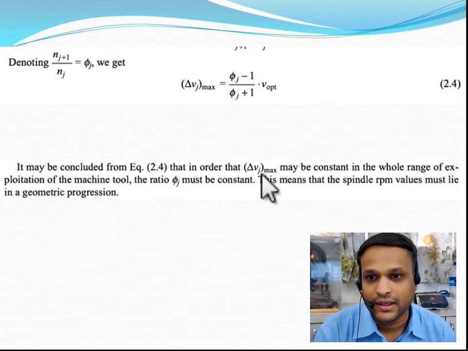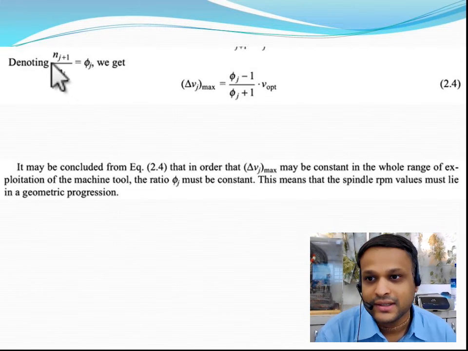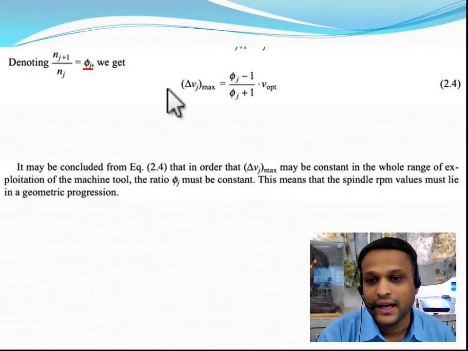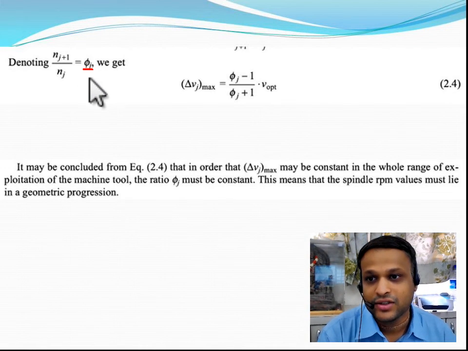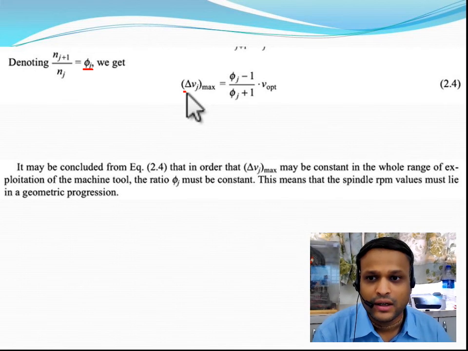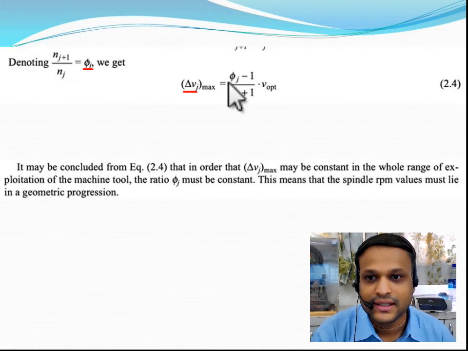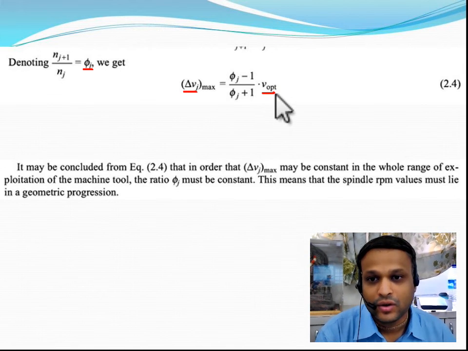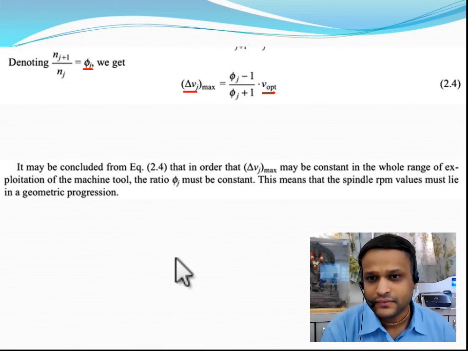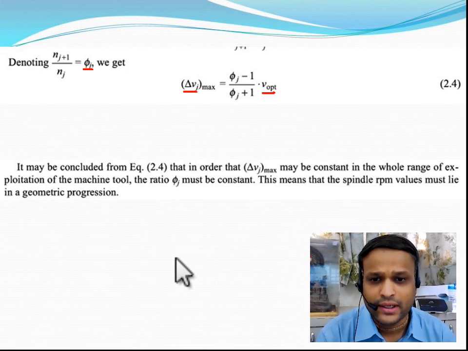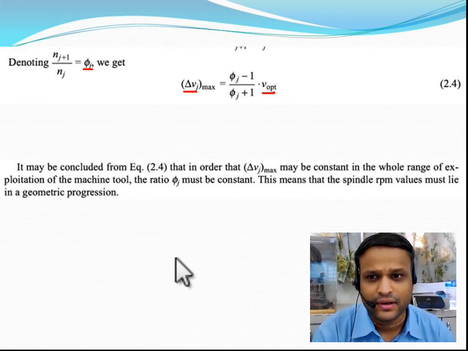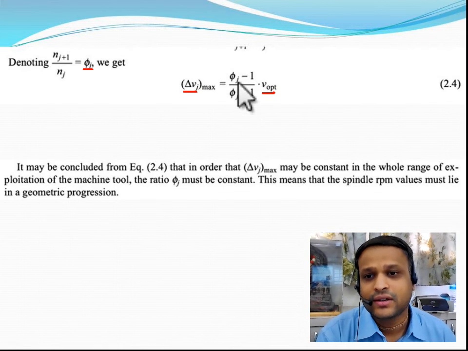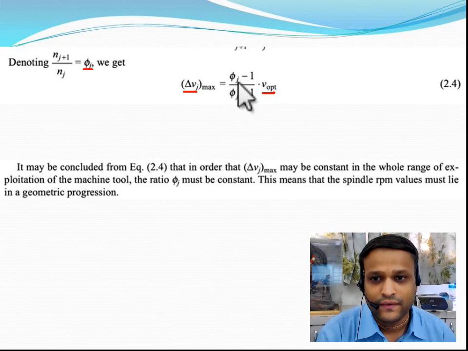Okay, now let us see the final step. Now what is nj plus 1 by nj? It is equal to nothing but phi j. And phi j is nothing but the geometric progression ratio, and therefore we get delta Vj max is (phi j minus 1) upon (phi j plus 1) multiplied by your V optimum. Now, we have seen all different types of progression, but for a geometric progression we know that this phi value is always constant.